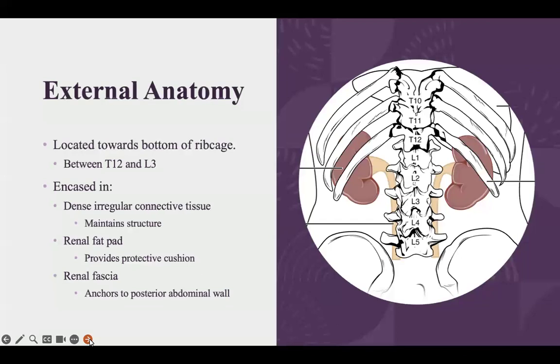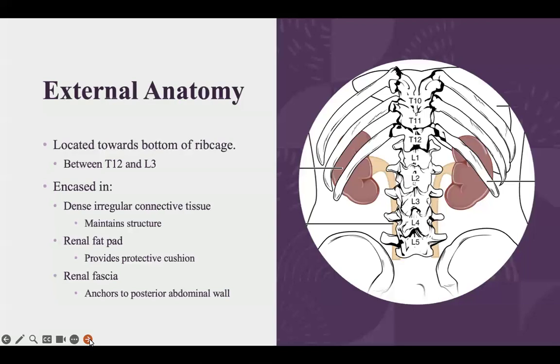We're starting off with some external anatomy here for our first slide, and the diagram here shows a posterior view of the kidneys. As we can see, they sit at the bottom of our rib cage between T12 and L3. The right kidney is slightly lower than the left kidney. That's because we have the liver right over top of it, so it's down a little bit further just to accommodate that space.